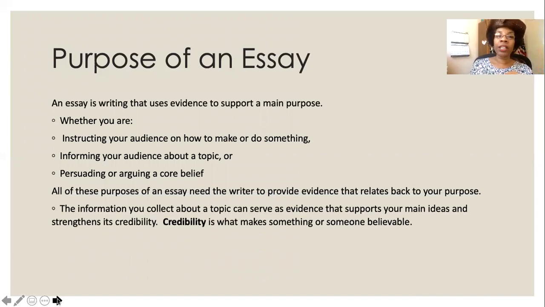Okay, so the information you collect about a topic can serve as evidence that supports your main ideas and strengthens its credibility. Credibility is what makes something or someone believable. And that's why in a college essay, we integrate the works of others in our paper. That's why we insert quotations into our paper. We use them as evidence, just like you did in your Mindset 1 to 25 quiz.